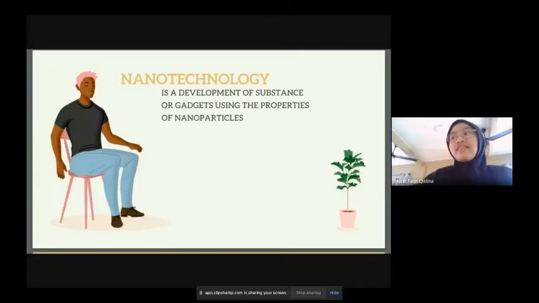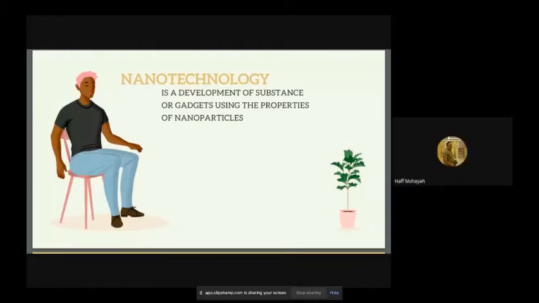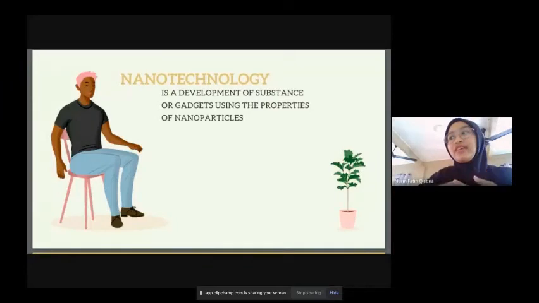So as an example is graphene. So graphene is actually a new discovery. The scientists discovered graphene in 2004.